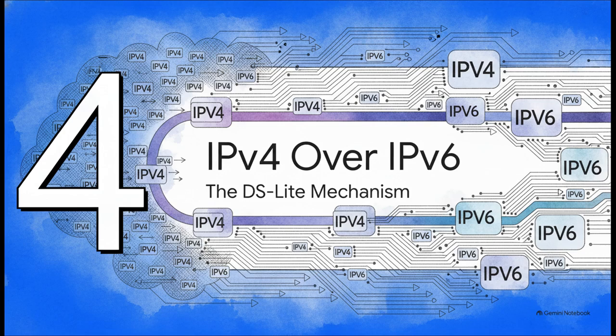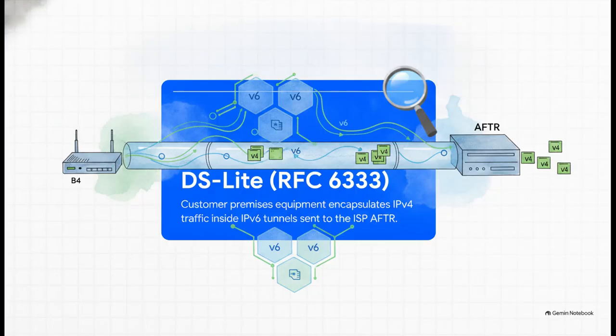Next up, Section 4, IPv4 over IPv6 infrastructure. The DS-Lite mechanism. So what happens when your core network is fully modernized to IPv6, but you still have to provide legacy IPv4 access? Enter IPv4 over an IPv6 infrastructure. This is primarily achieved through Dual Stack Lite, or DS-Lite, which is defined in RFC 6333.